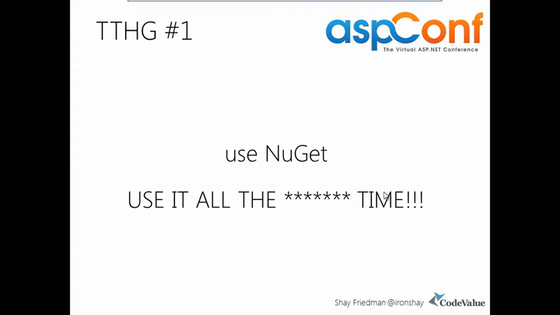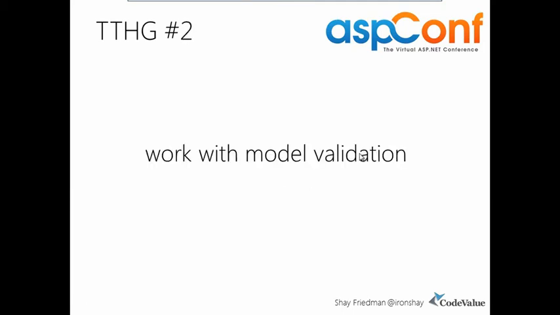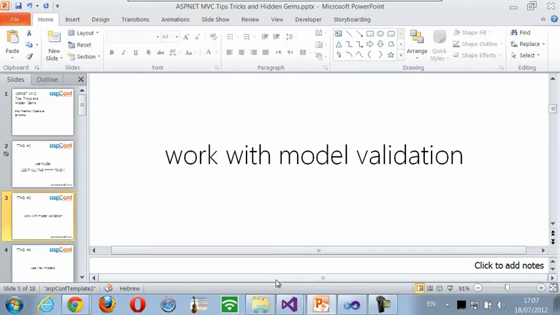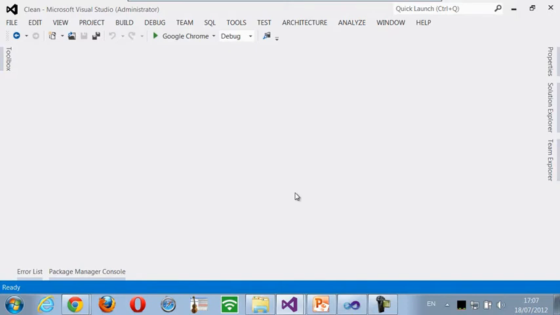Okay, so I think I said enough about NuGet, so we can move on and talk about the second TTHG, which is: work with model validation. Now, let's move to the code. I'm going to show all of my demos on Visual Studio 2012, but everything should work just fine on Visual Studio 2010 with ASP.NET MVC 3 or 4. They all work on both platforms, so don't be afraid of that.